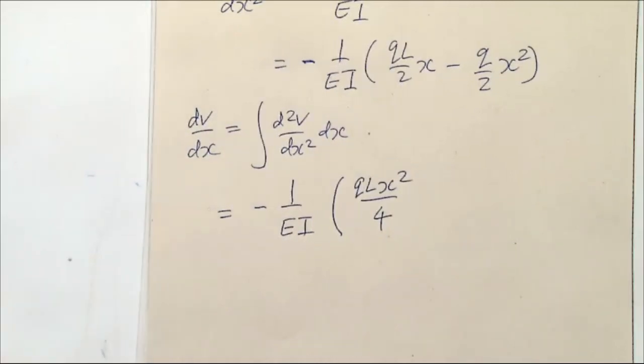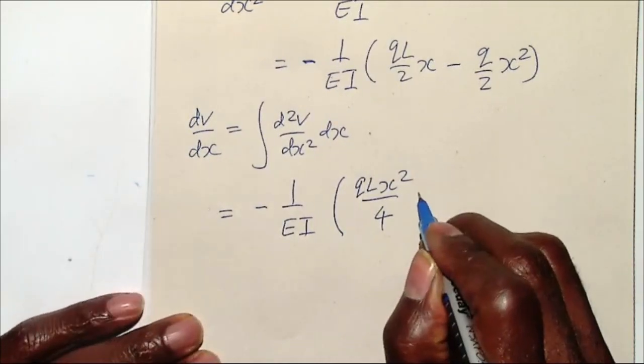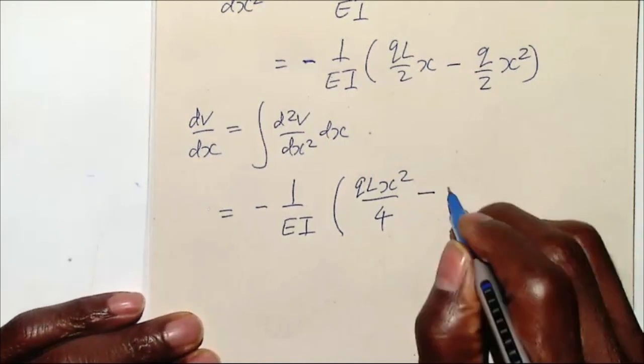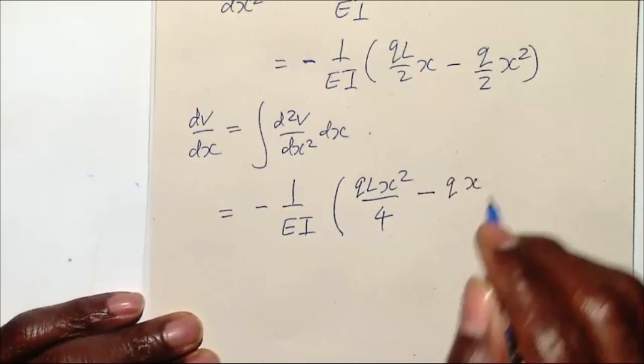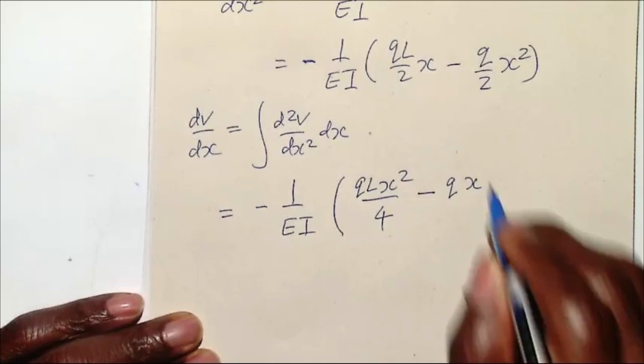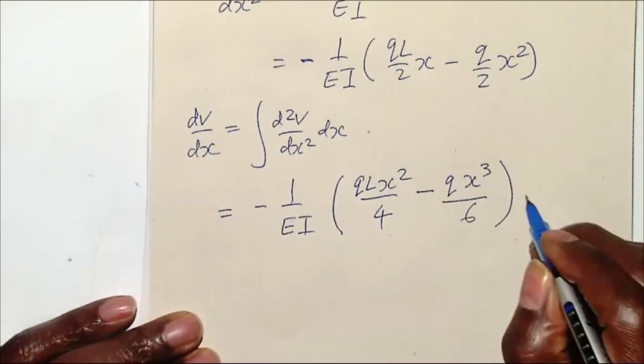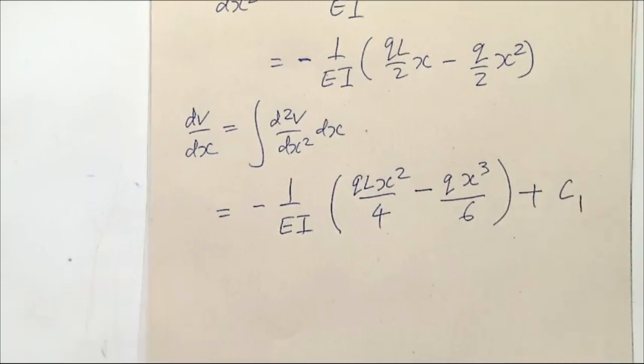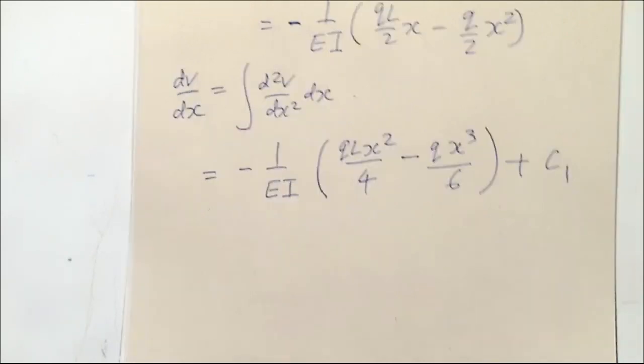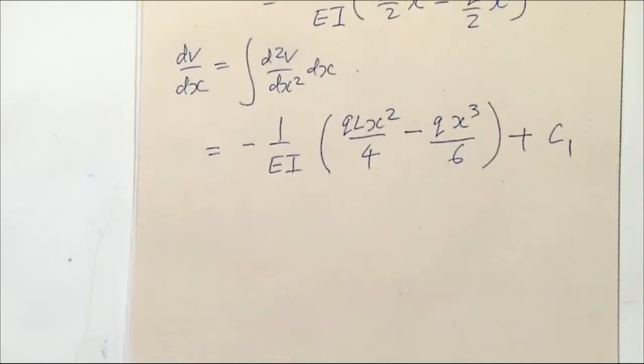And what's the second one? Q over 6 x cubed. Thank you. Of that plus my constant, C1. And then I'll do it again, because I don't know what C1 is yet, so we'll find out shortly. So I will do it again.